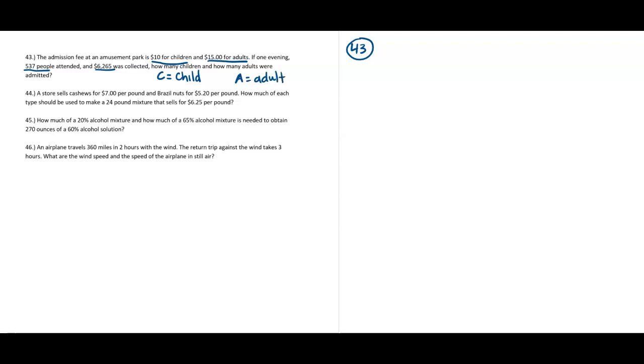Okay? And so if I'm thinking about the equations that I'm trying to write, I want to just focus on this part that says one evening 537 people attended. So our first equation is just going to be talking about the people that attended. We don't know how many children there were, so we're going to call that C. We don't know how many adults there were, we'll call that A, but we know together, when we add them together, there were 537 people. We just don't know how many each.